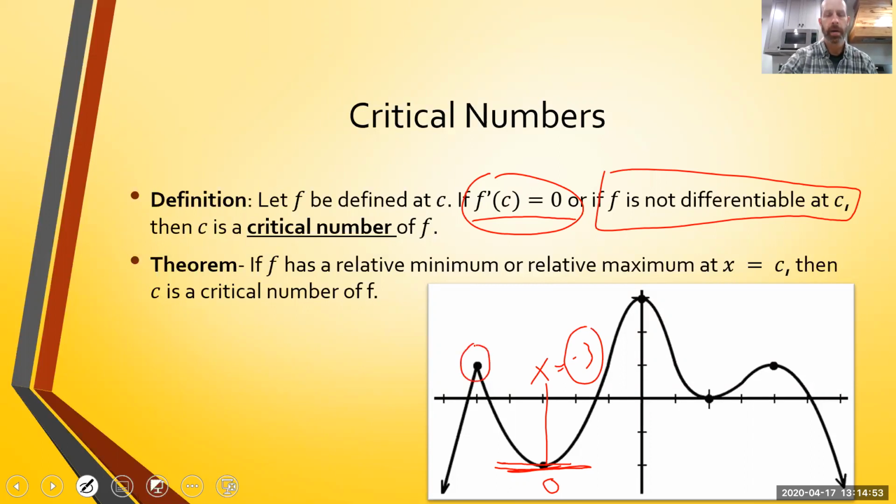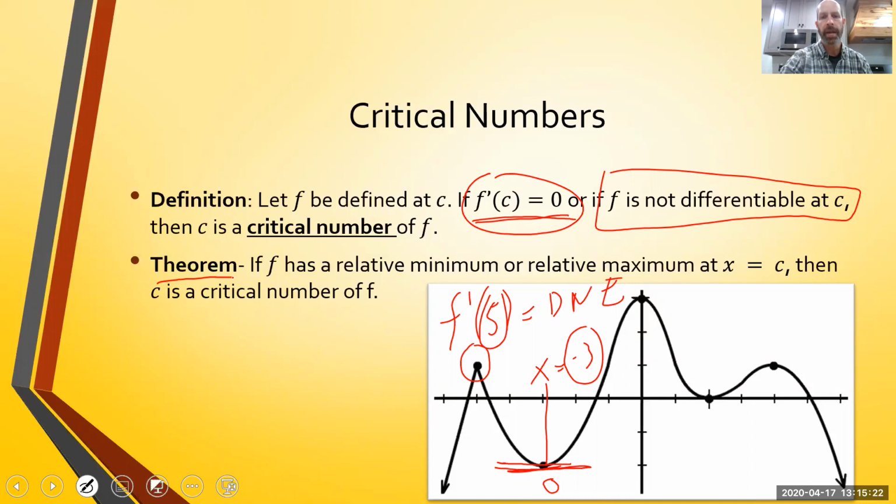Similarly, right here, f prime of 5 is equal to d and e because it's a sharp turn. So therefore, 5 is a critical number. So there's two possible situations for critical numbers. Most common is when the derivative is equal to 0, but the other one is when the derivative is equal to d and e.